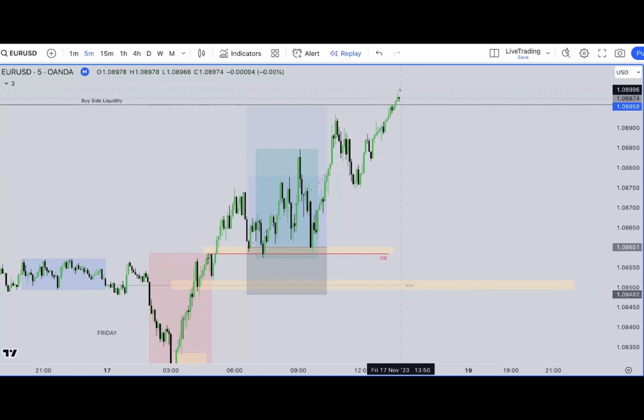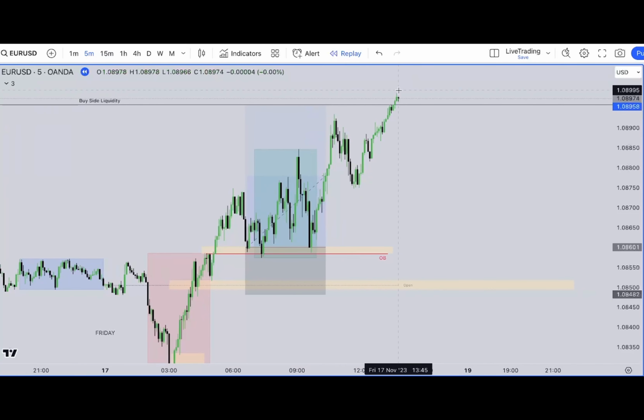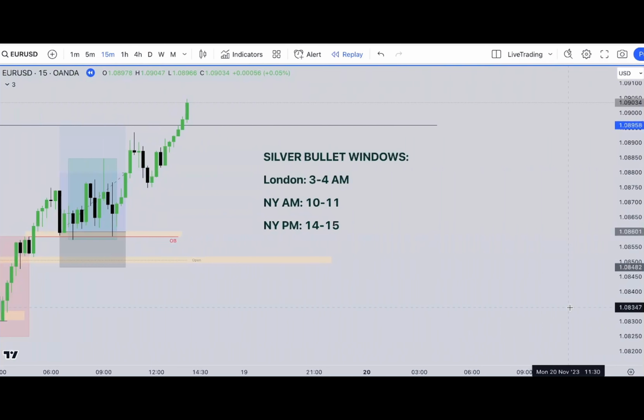It hits it at the start of the PM session. The last thing I want to touch on in this video are the silver bullet windows. This is what ICT introduced in his 2023 mentorship this year. And it's basically the time windows, 1 hour per session where you can find a really clear setup, and that hits every single day.